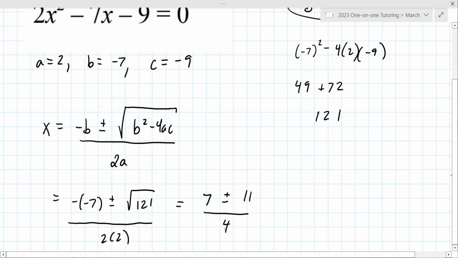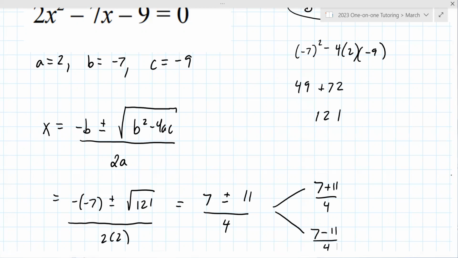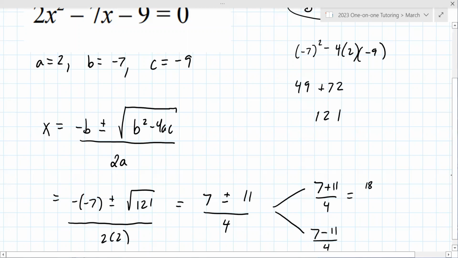11 over 4. And then there's kind of a case 1, case 2. You do have to try both of these. So it's 7 plus 11 divided by 4, 7 minus 11 divided by 4. Okay, so you end up getting 18 over 4, which is a fraction, 9 over 2. And then minus 4 over 4, which is minus 1.